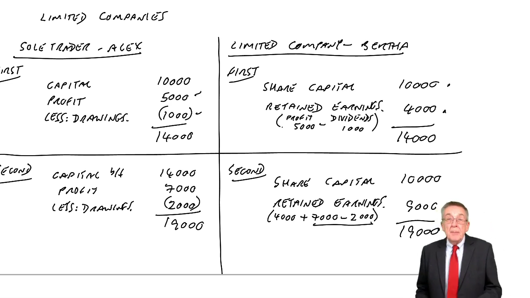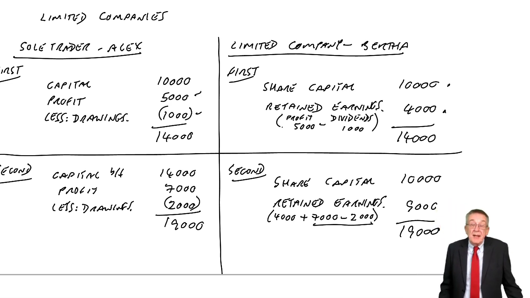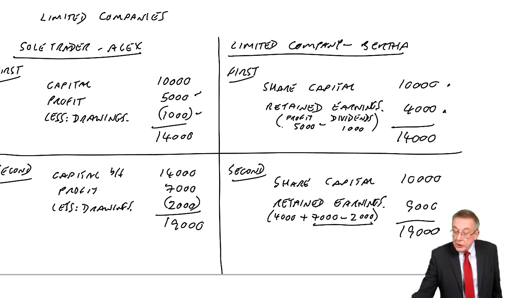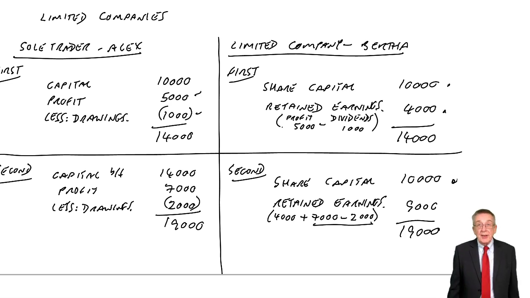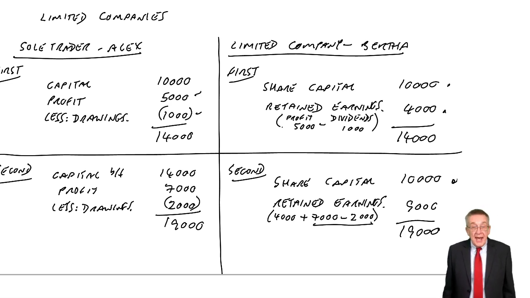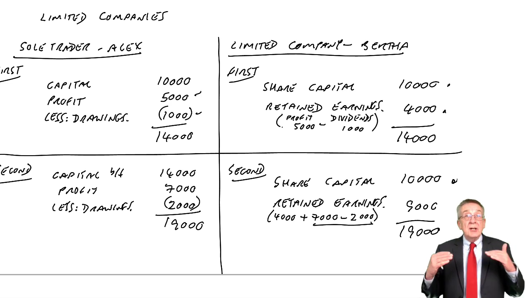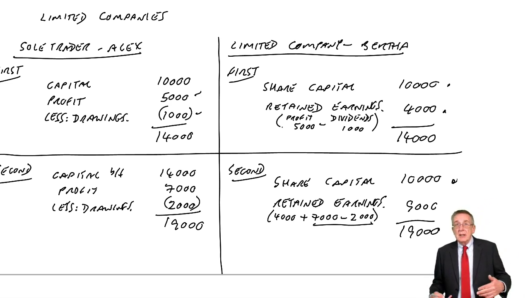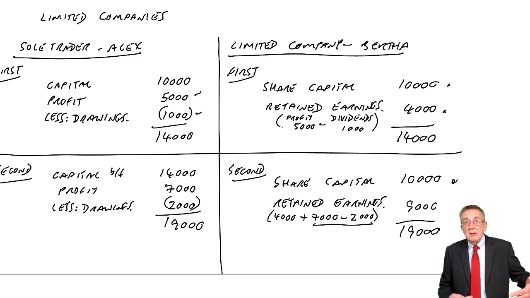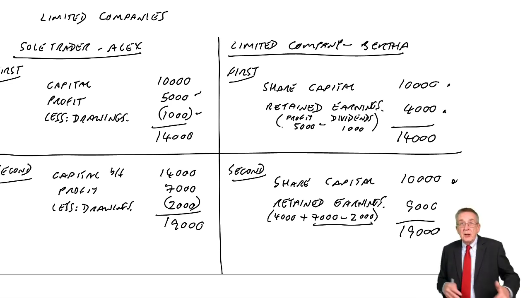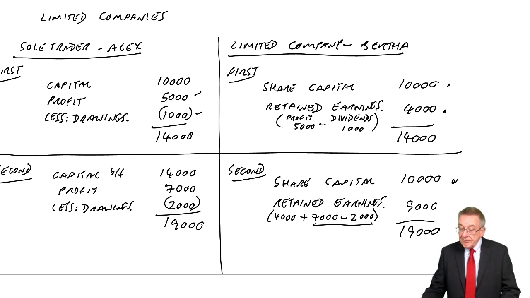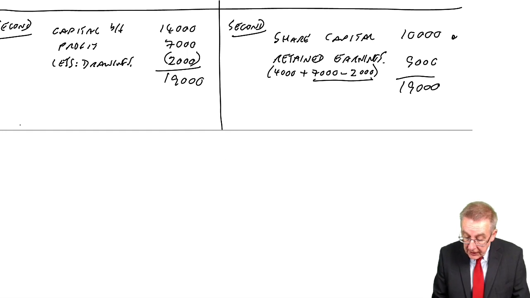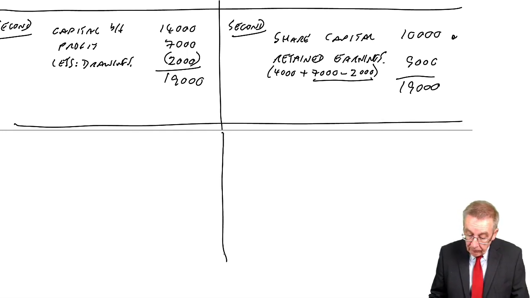And so again, the total owing, 19,000. So, sole trader or limited company, the total owing to the owners isn't any different. It's the way we present it. Limited companies, share capital stays at 10,000. Retained earnings is showing the total profits that have been kept in the business. The total profits, not just this year, not just last year. Well, hopefully you've got it by now, but let's just make sure. Let's do the third year.